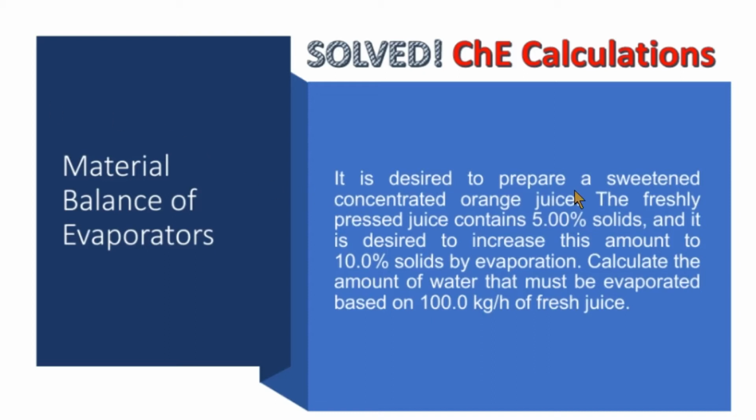It is desired to prepare a sweetened concentrated orange juice. The freshly pressed juice contains 5% solids, and it is desired to increase this amount to 10% solids by evaporation. Calculate the amount of water that must be evaporated based on 100 kilograms per hour of fresh juice. Let's go ahead and solve this problem.